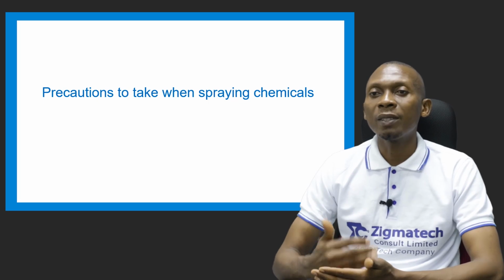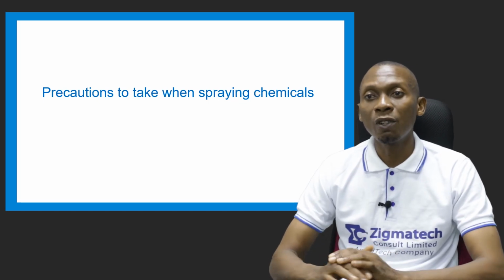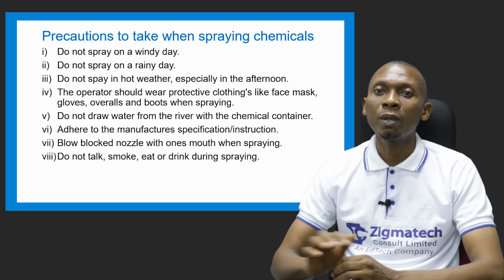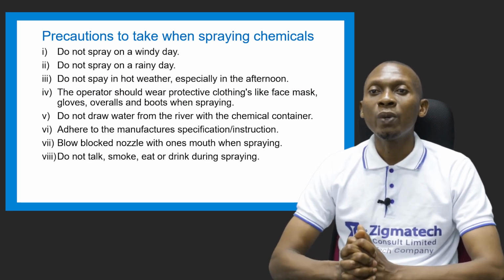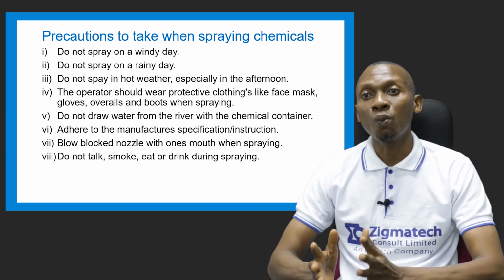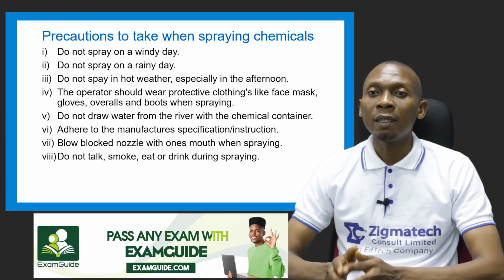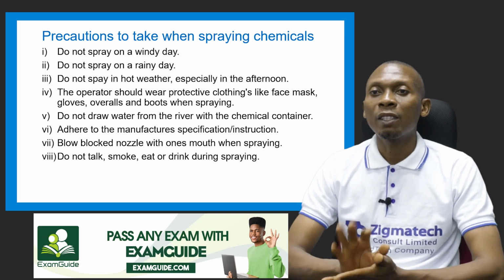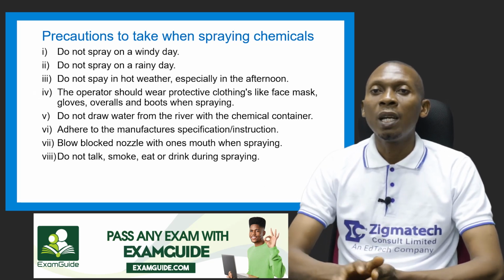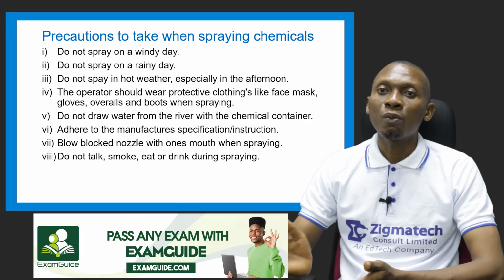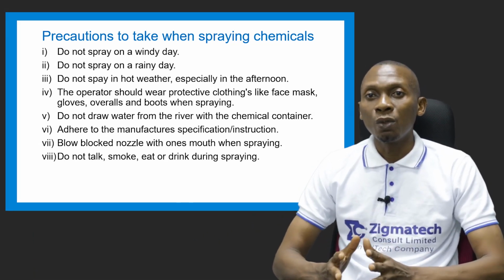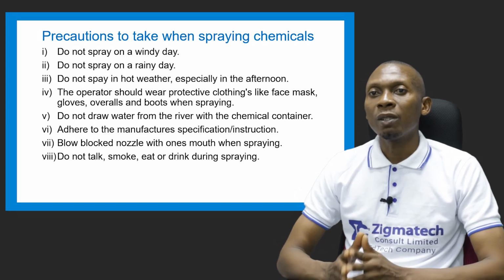Now, when spraying chemicals, there are certain precautions that you need to observe. So let's take a look at the precautions to take when spraying chemicals. One, do not spray on a windy day. When there's a lot of wind, it can affect the target of the chemicals to the plants or the part of the plant you want to reach. On a windy day, the force of wind will be pushing off the chemicals while in motion. So we need to avoid spraying on a windy day.